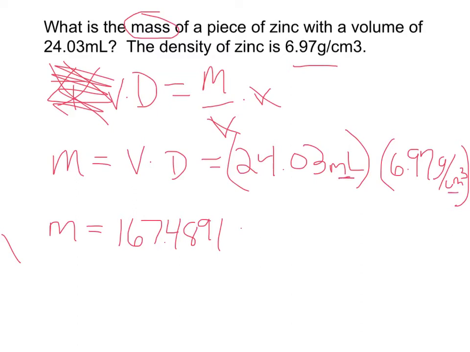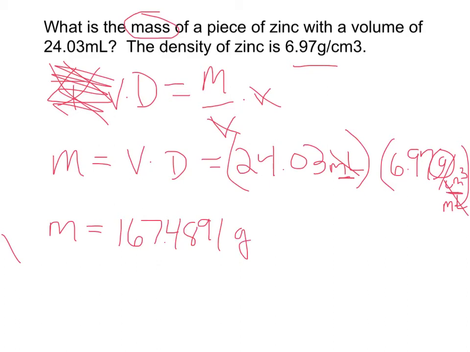milliliters cubic centimeters. The units don't cancel out. How do I know what unit to put on? Well, you need to remember that a cubic centimeter is the same thing as a milliliter, so that unit still divides out. So the only thing left is grams, so we're going to put grams on our answer.